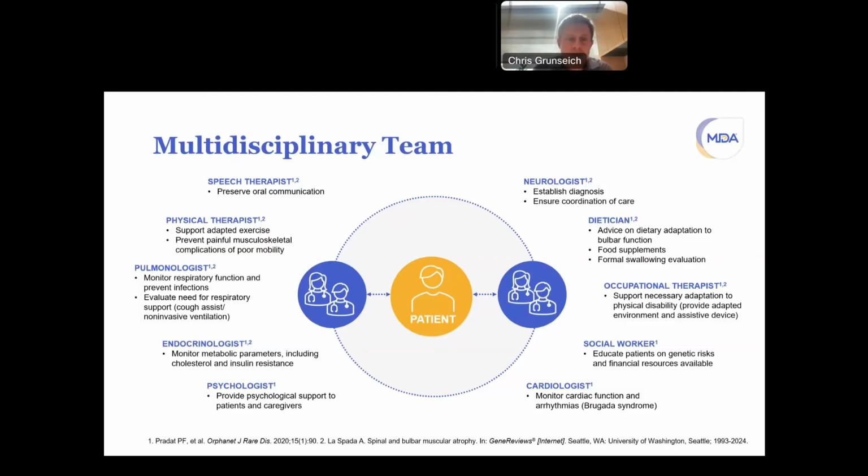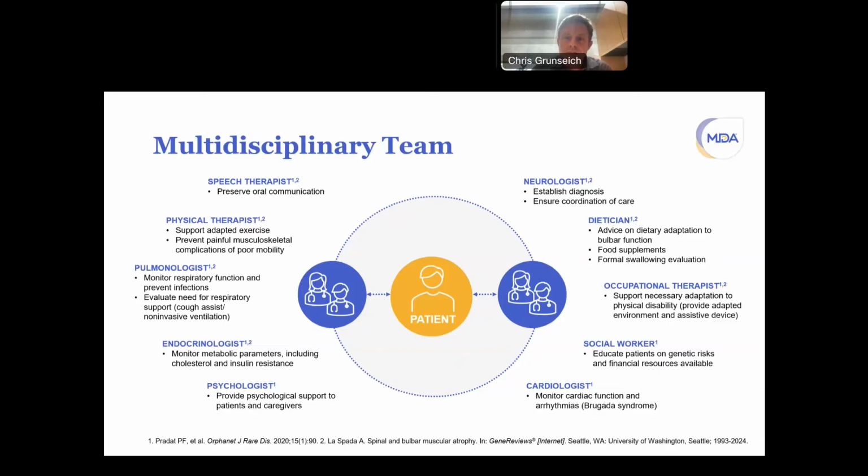An endocrinologist could be very helpful for treating the metabolic changes, as we discussed, the insulin resistance. Patients may also have other changes on their endocrinological assessments, such as hyperlipidemia, that could also be managed together with an endocrinologist. Psychologists can be very important, not only for the patient, but for the other caregivers who can also be really drained in taking care and helping a patient and a family with SBMA.